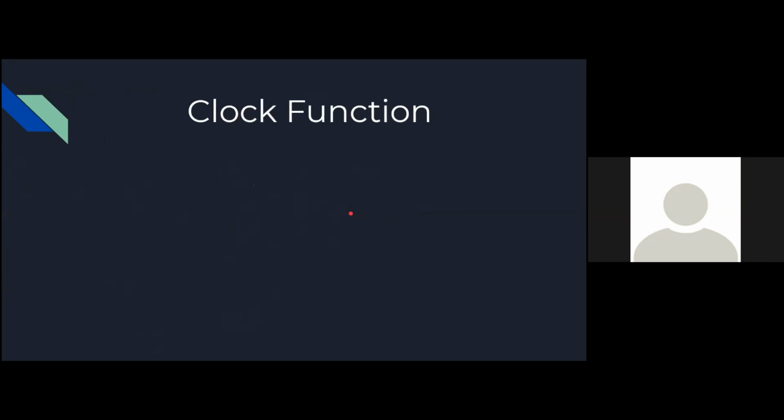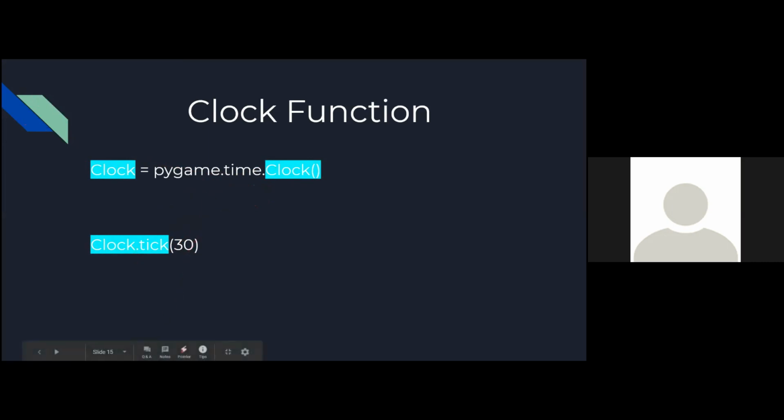And then there's the clock function. The clock is pygame.time.Clock, and this is to make your game actually go, or it'll go super slowly. Clock.tick is how fast you want to do something every minute, and yeah, that's it. Perfect.